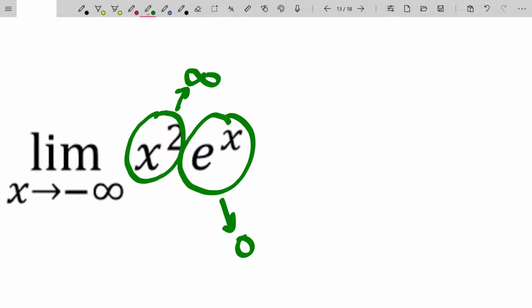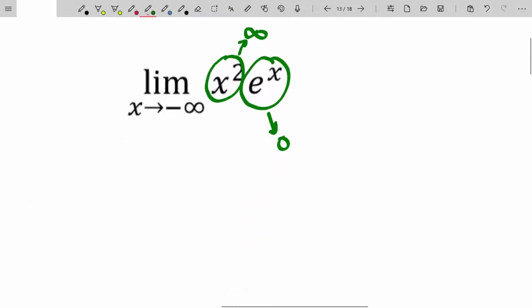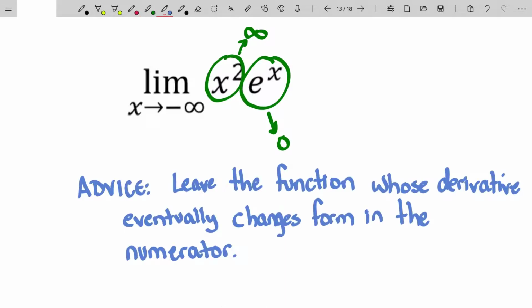One of these I'm going to put in the denominator, and one of these I'll keep in the numerator. Now the choice that I will go with for the thing that stays in the numerator is the function whose derivative will eventually disappear. That is not always going to be the case, but my advice is: leave the function whose derivative eventually will change form. Leave that function in the numerator.